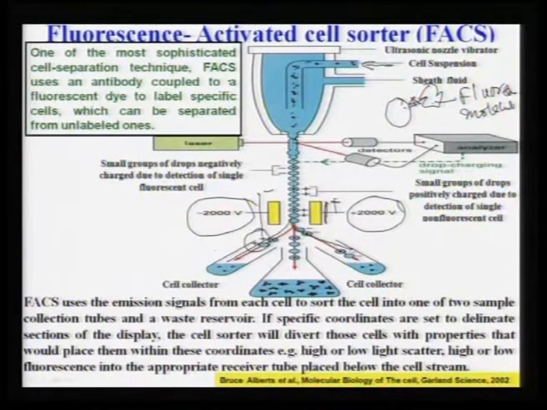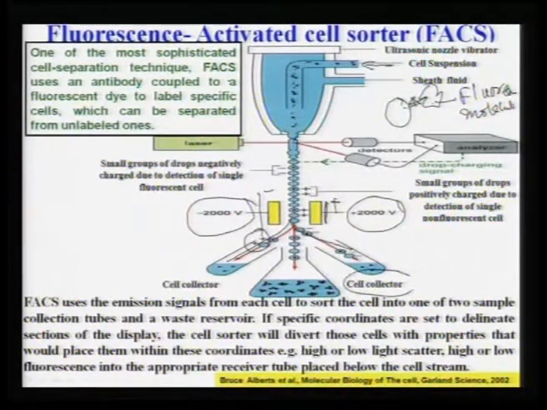This will be towards the positive electrode. That depends on what kind of properties this fluorescence molecule has and how it is attached to the individual cell. This is one of the unique processes, which is also used in the cell sorting process.